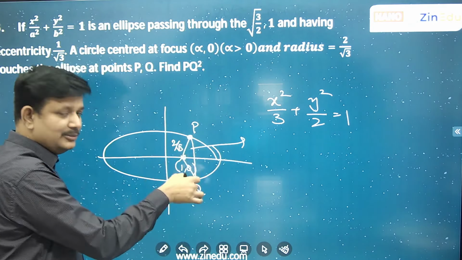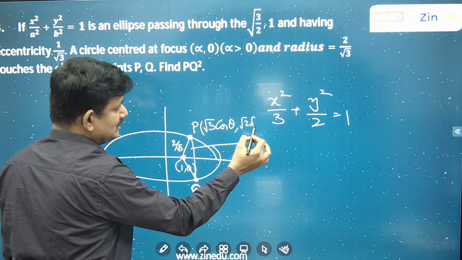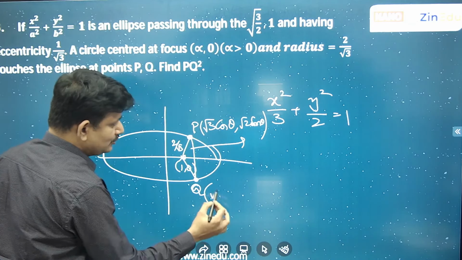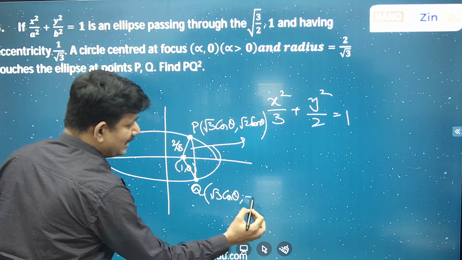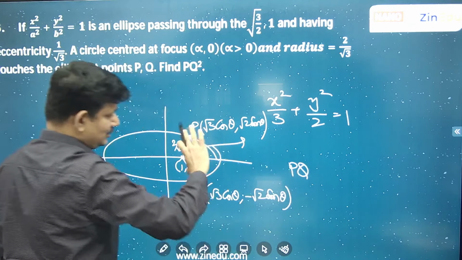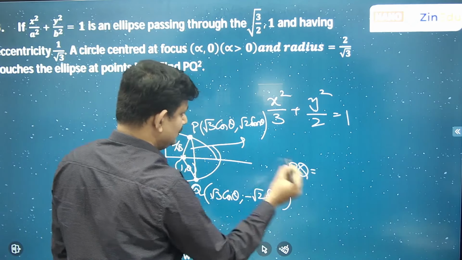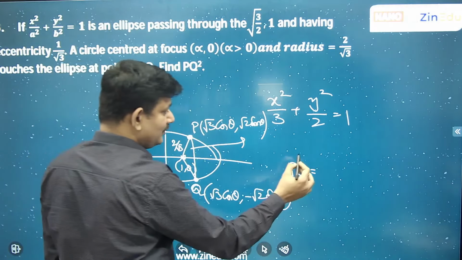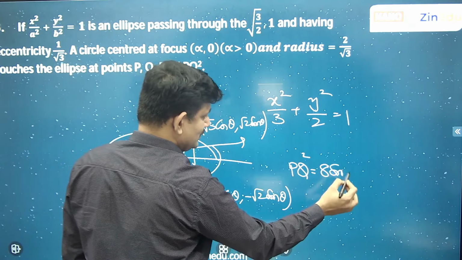Symmetrically, they will be on the other side of the major axis. Any point you can assume in the form root 3 cos theta, root 2 sin theta. So the other will be root 3 cos theta comma minus root 2 sin theta. PQ will be how much? Twice this length, 2 root 2 sin theta. Square of it will be what? 8 sin square theta.